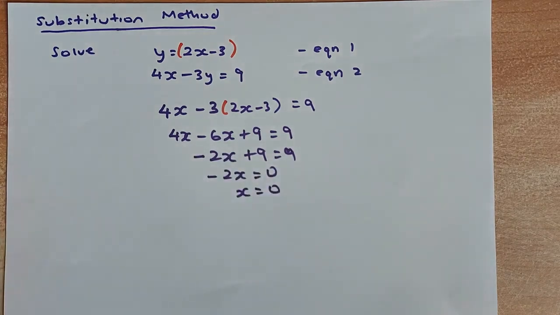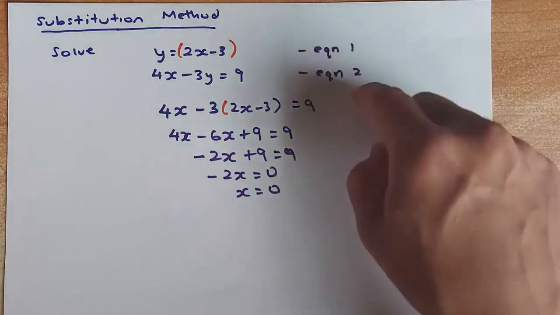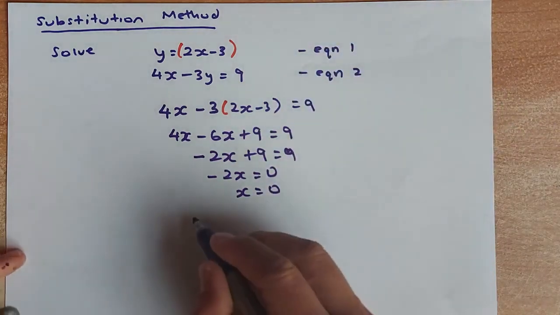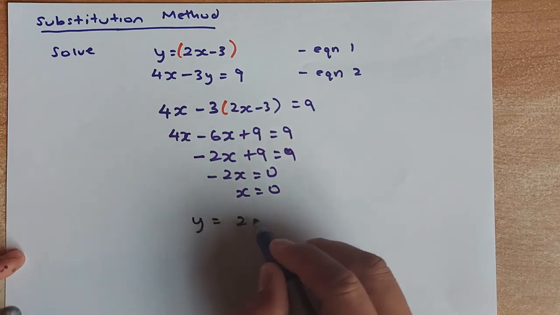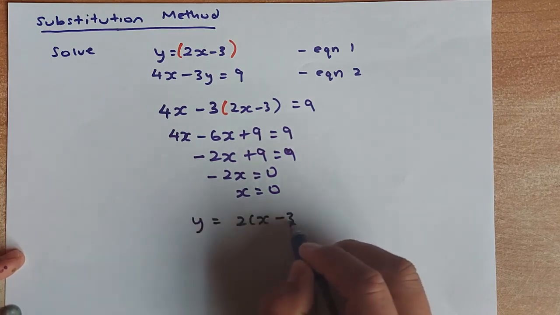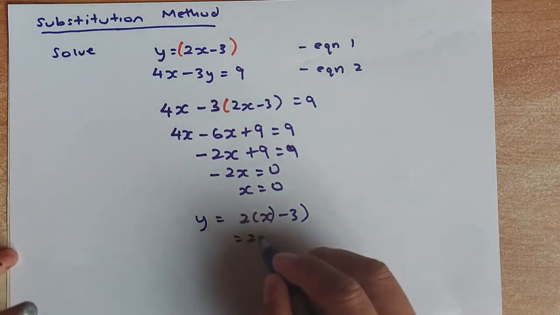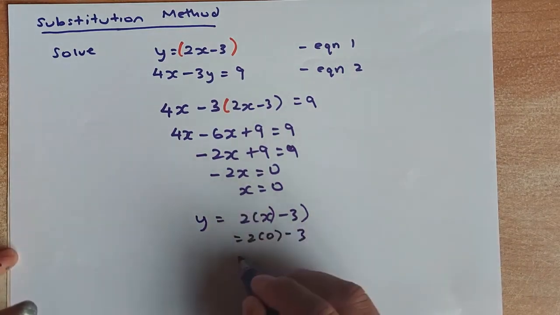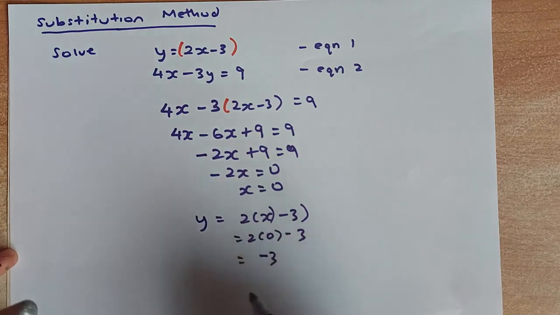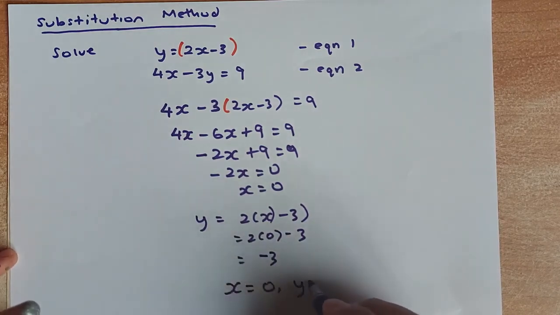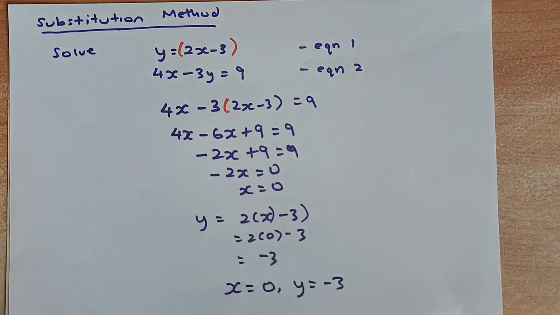Once you have done your x, again, you have to find your y. To find your y, you need to substitute into equation 1 or 2. I think equation 1 looks easier. Y is 2x minus 3. And now you're going to substitute your x as 0. So 2 times 0 minus 3, and the answer is going to be minus 3. And your overall answer, x is 0, y is negative 3. That is how you do the substitution method.